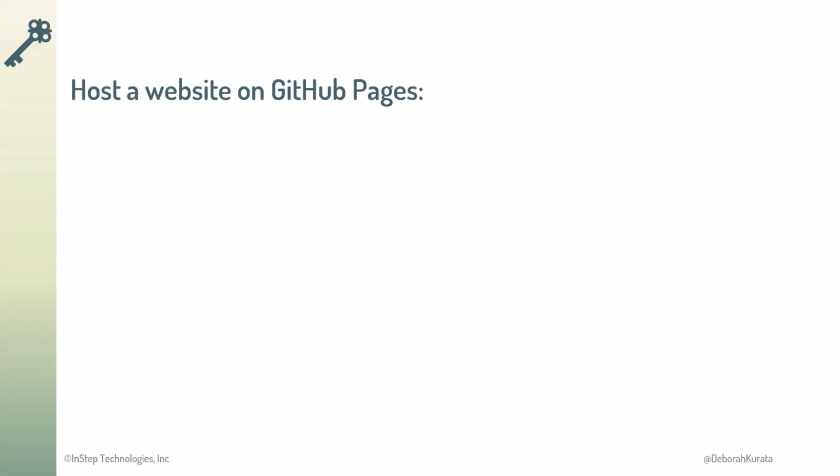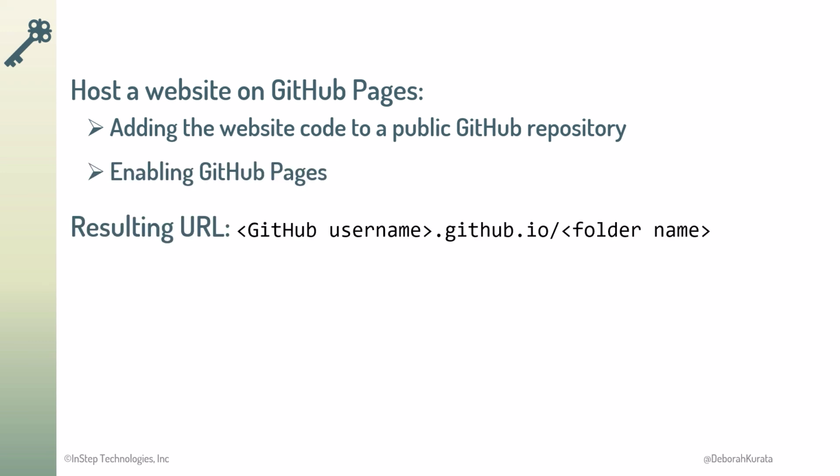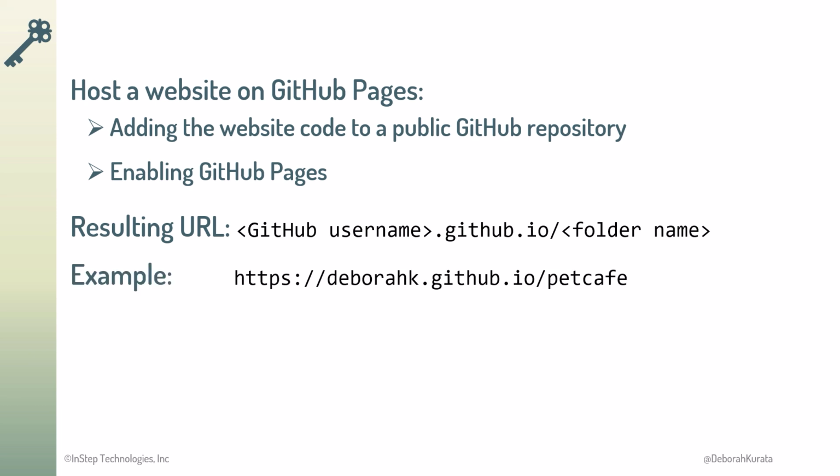So, we can host a website using GitHub Pages by adding the website code to a public GitHub repository and enabling GitHub Pages. The resulting URL is of this form. For example, this is the one we used in this lesson. Now let's finish up this course with some final words and next steps.